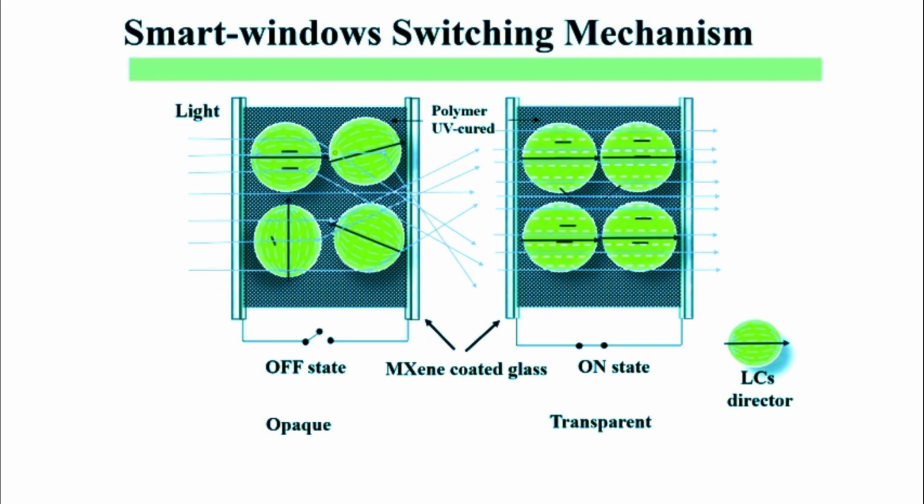These liquid crystal droplets are mostly spherical and randomly oriented, so no light is allowed to pass through them, and hence the opaque state is observed. But as we apply the voltage, these liquid crystal droplets are aligned in the direction of the applied electric field and the light can easily pass through the smart window, giving rise to an on state. In this way, smart windows can be turned on and off by applying AC voltage.